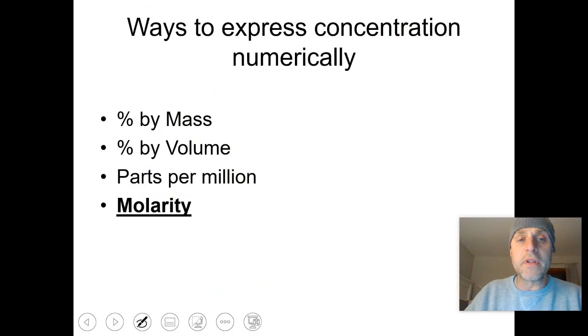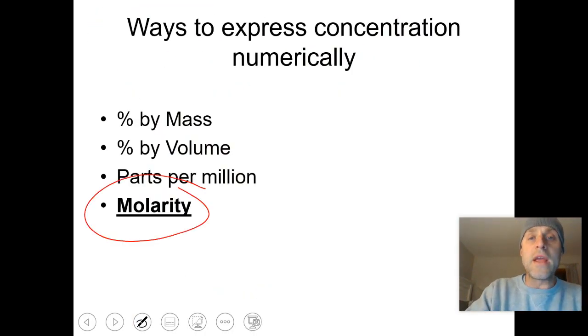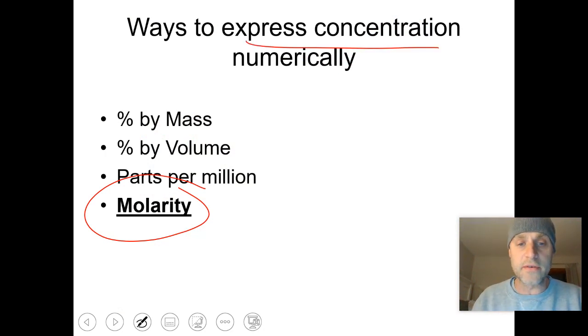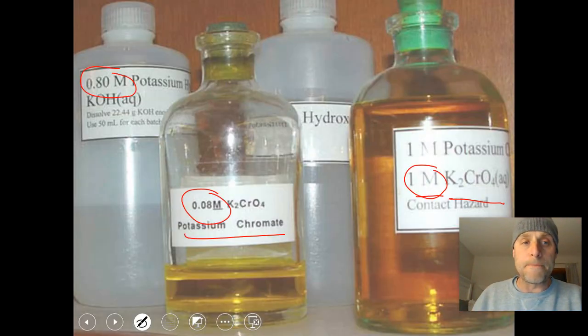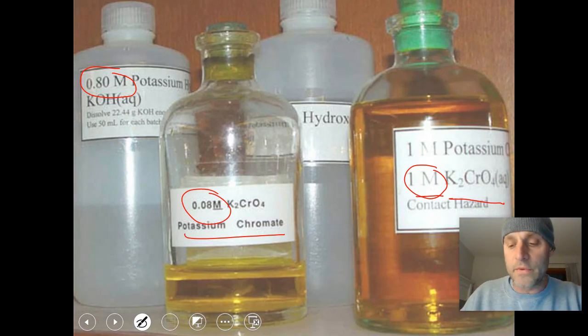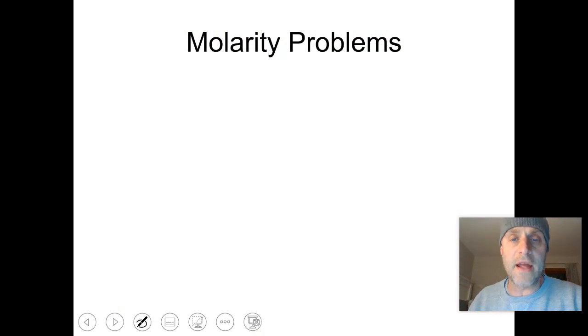So this idea of molarity, this is a way to express concentration, right? That's a really big thing, and that's what I want to get across to you today, okay?